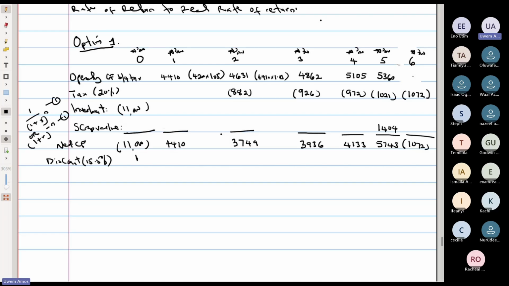So we are good. For the next one, 1 plus 15.5% will be 1.155 raised to the power of minus 1. I'm using the second formula. Or you do 1 divided by 1 plus r raised to the power of n. So that gives me, for the next year, 0.8658, so 0.866.